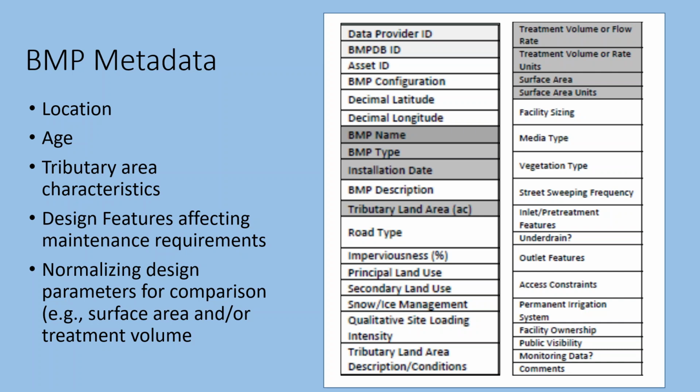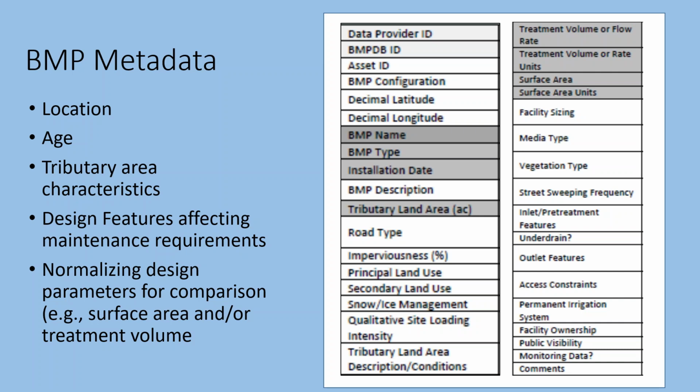So the first set of tables is basically the BMP metadata. Where is it? How old is the facility? What are the tributary area characteristics? What are the key design features that affect maintenance requirements? And then what are the normalizing design parameters that enable comparison, such as a surface area, or maybe it's a flow rate, say if it's a grass swale, or some sort of other type of water quality capture volume, treatment volume. And then other features like, does the facility have an underdrain? Does it have good pre-treatment? What kind of snow and ice management is going on at the site?